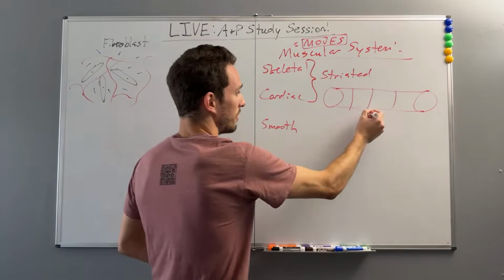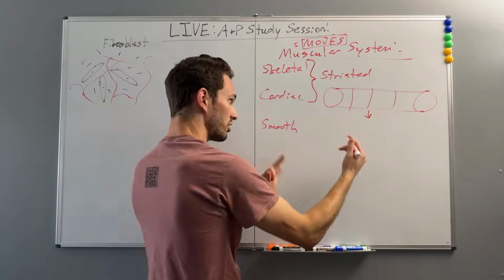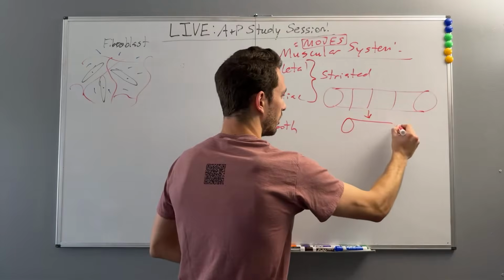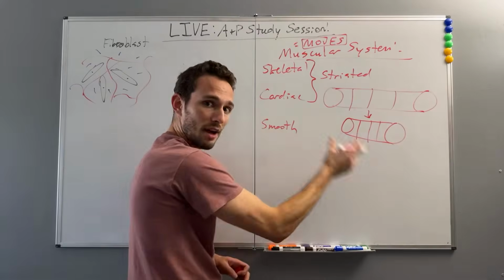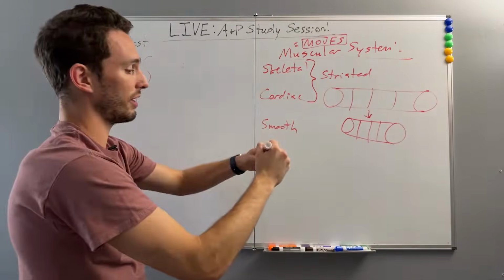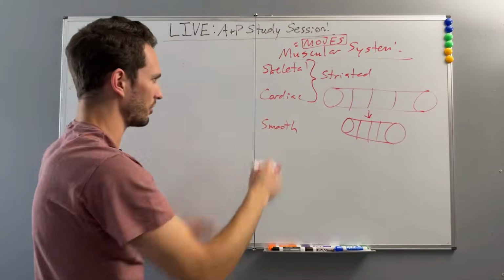In order to contract this muscle, just bring those lines closer together. And then what do we have? Well, we have those three lines, but now they're closer together. We have a contracted muscle. So that's the whole goal of striated muscle, bring those lines together. We'll talk about those in a second.